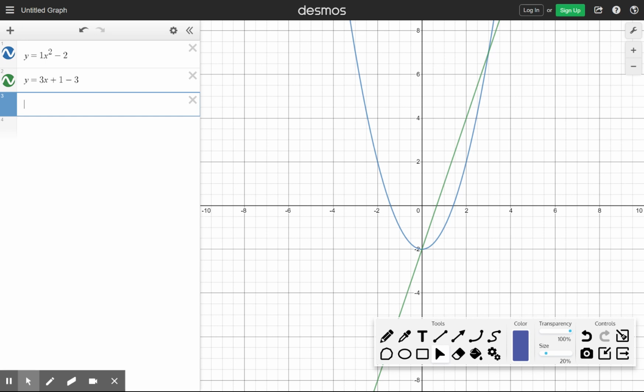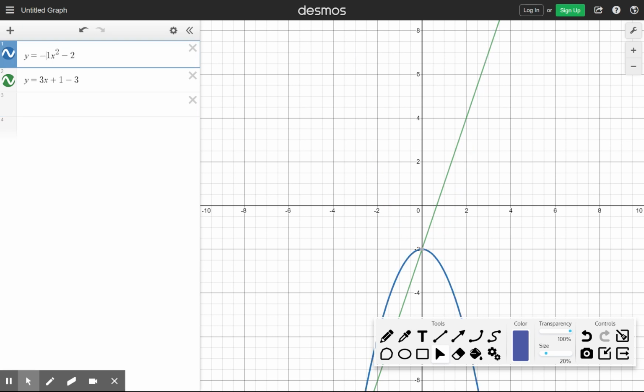We also could have come up here and put a negative in front of our x squared, and there you can see it flipped that parabola. It reflected it across the x-axis.